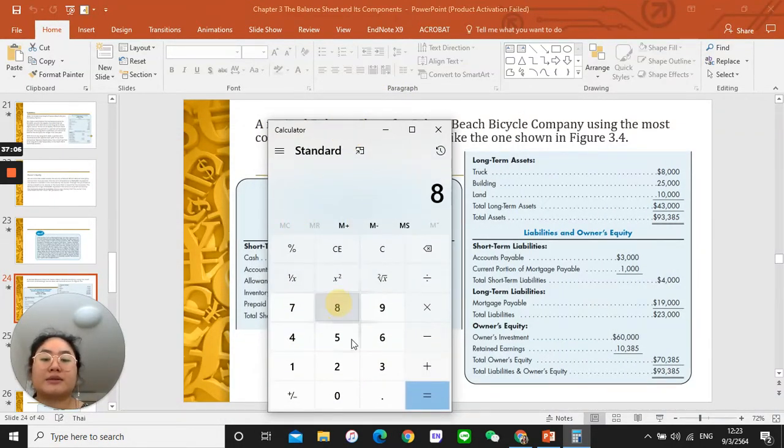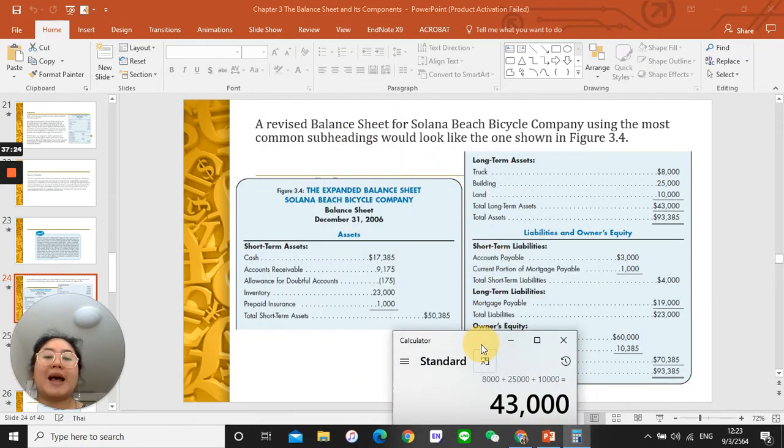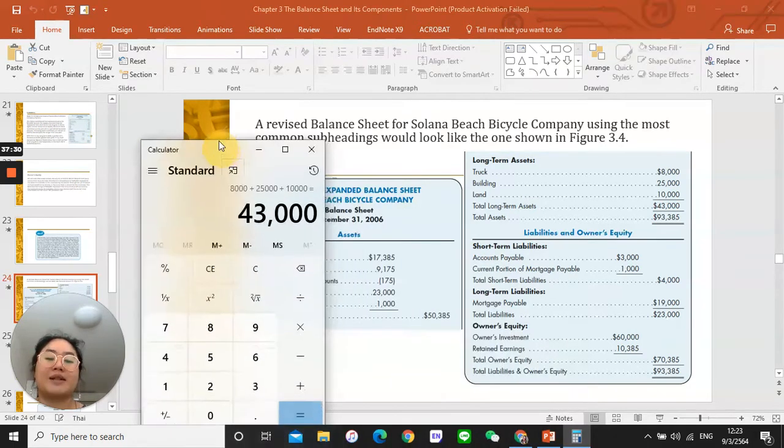The truck is 8,000, plus the building at 25,000, plus 10,000 for the land. The total long-term asset will be 43,000. Okay, but you need to sum it up as total asset. It comes from the total short-term asset and total long-term asset.